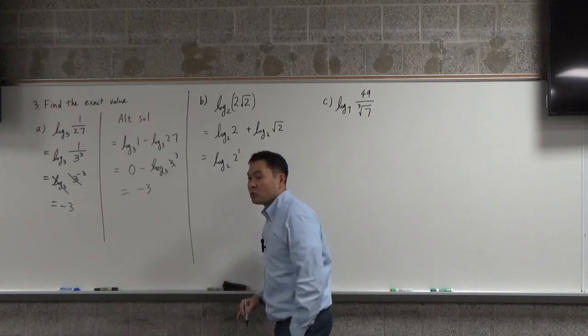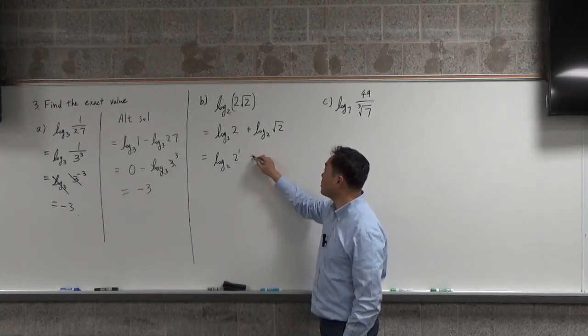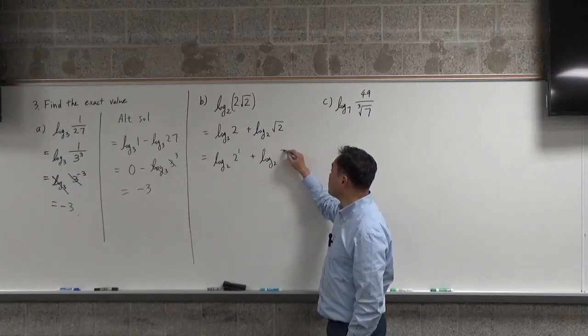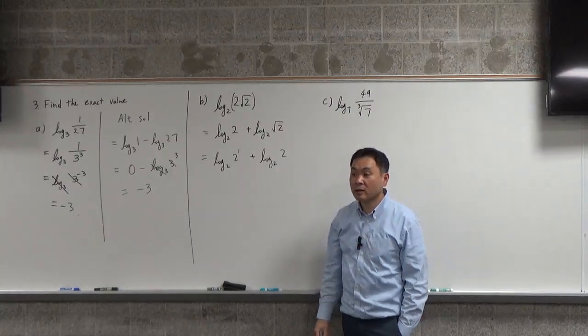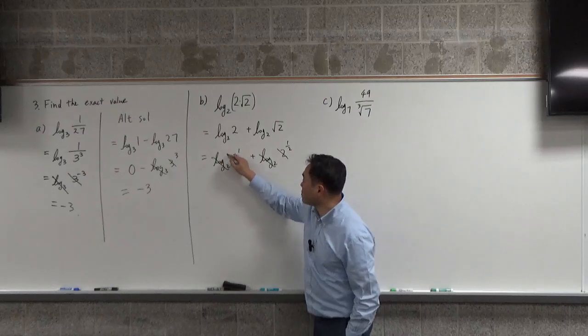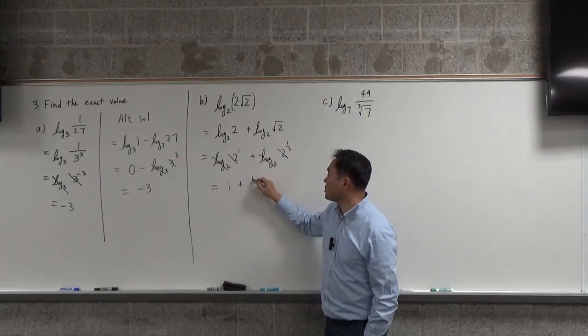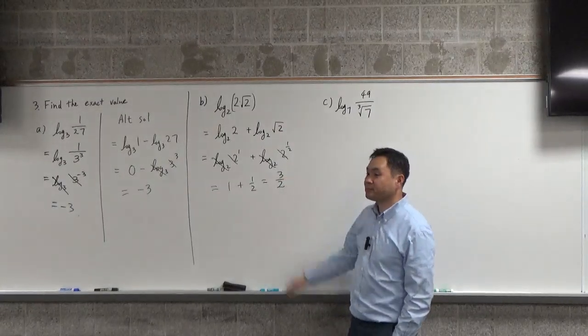And in both cases, you want to write as some power of 2. 2 is 2 to the first power. Square root is 2 to what power? 1/2 power, yes. So they cancel, and you get 1 plus 1/2. What's that? 3 over 2, right?